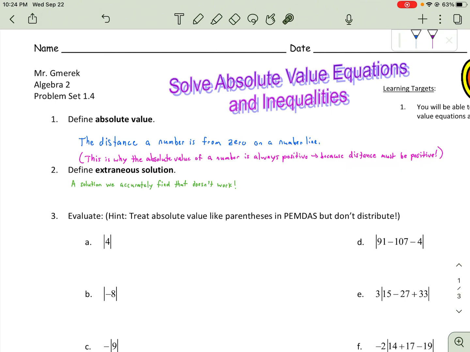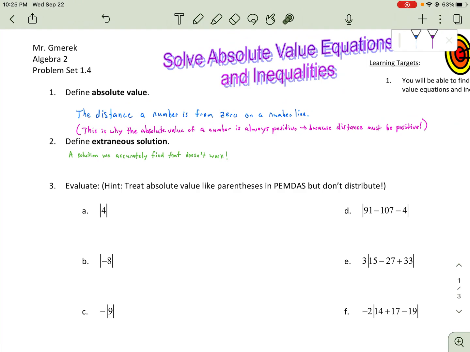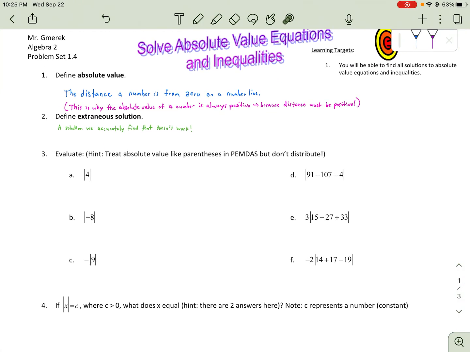And then we have another definition here, extraneous solution. An extraneous solution is a solution we find, and we do it accurately, like we didn't make any mistakes, but for some reason that solution still doesn't work. And we'll see those throughout the next few sections in Unit 1.